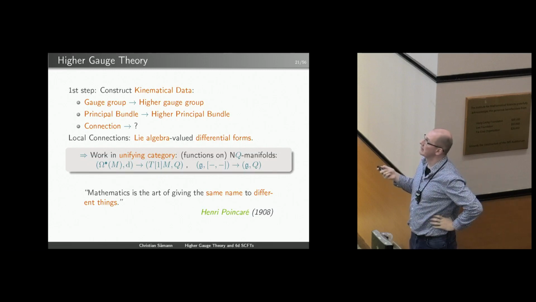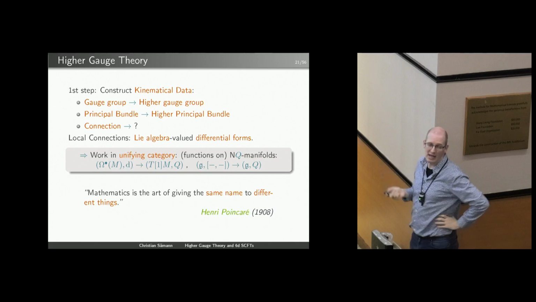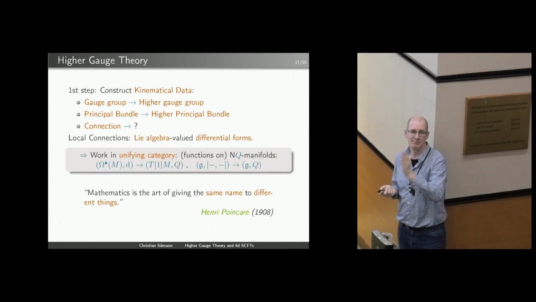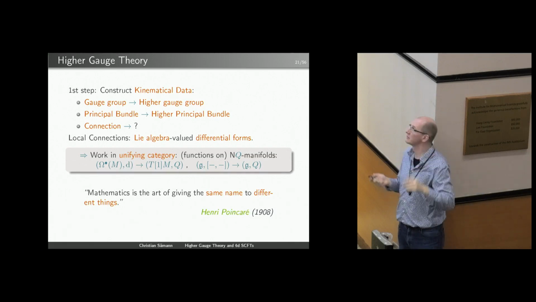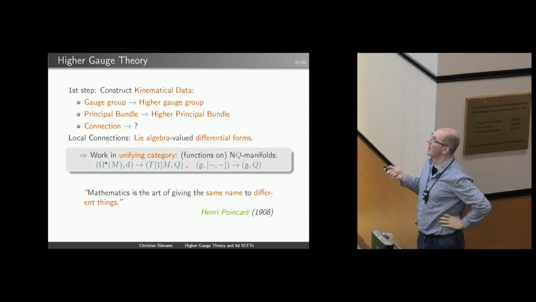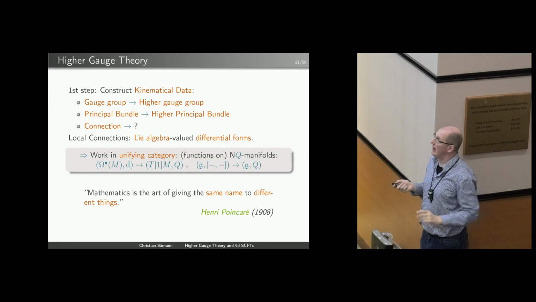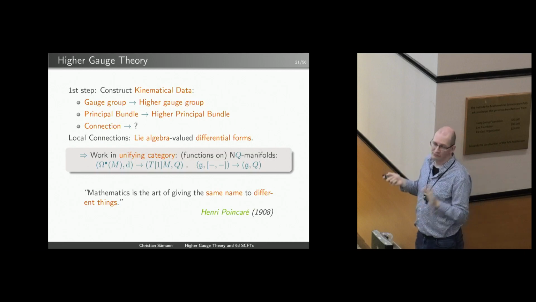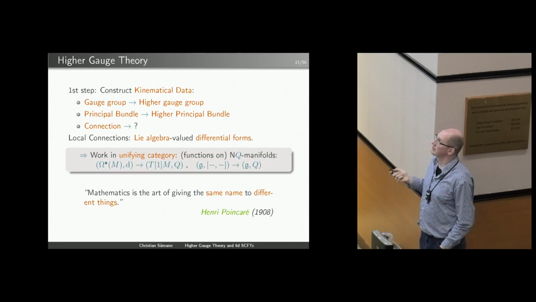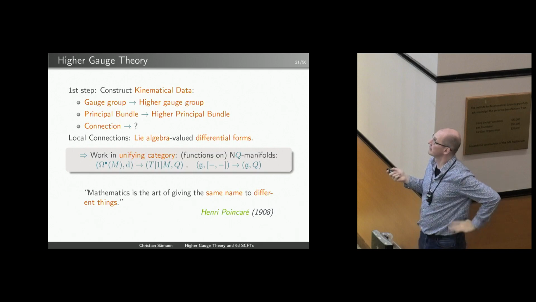We need a principal bundle. Well, that we replaced by a higher principal bundle. I showed you how this can be done in principle. Not all the details, but in principle, we know how this works. And then we need a connection, and this is what we want now to describe. Because we know the global stuff roughly, let's focus on the local stuff, because that's good enough for the purposes of the rest of the talk.